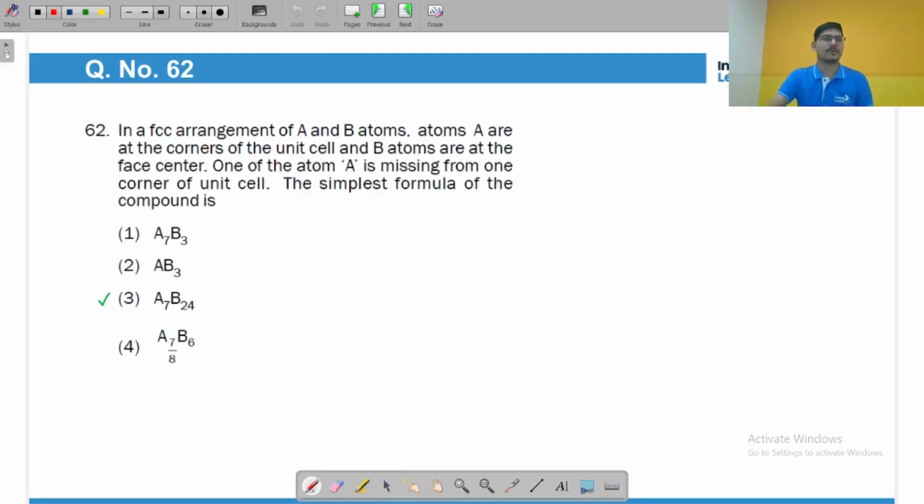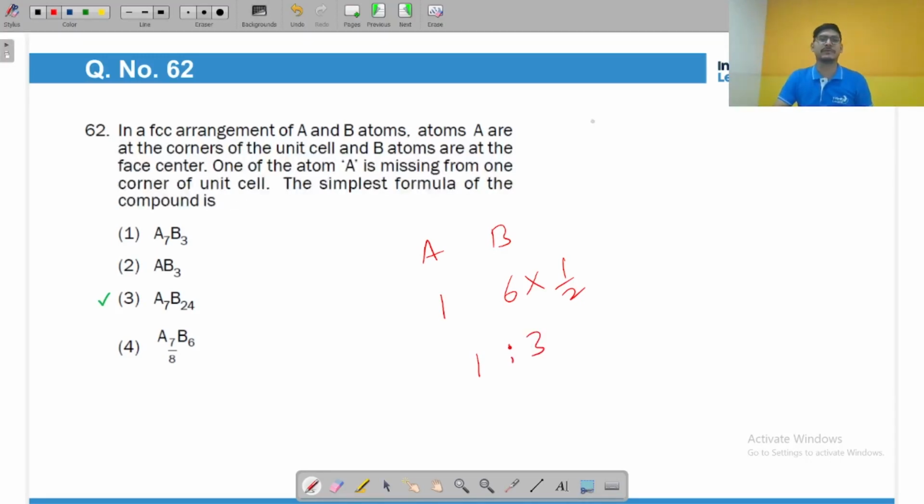In FCC arrangement of A and B atoms, atoms A are at the corners of the unit cell, so it is 1, and B atoms are at the face center. So there are 6 face centers, and each face center contributes half to the total number of atoms. So technically the ratio is 1 is to 3, but one of the A atoms is missing from the corner.